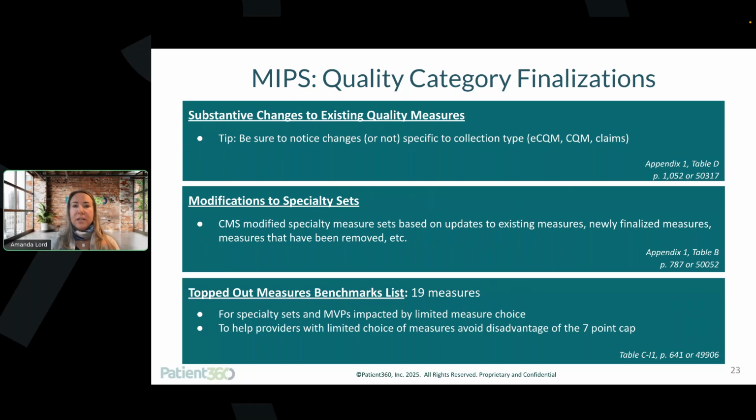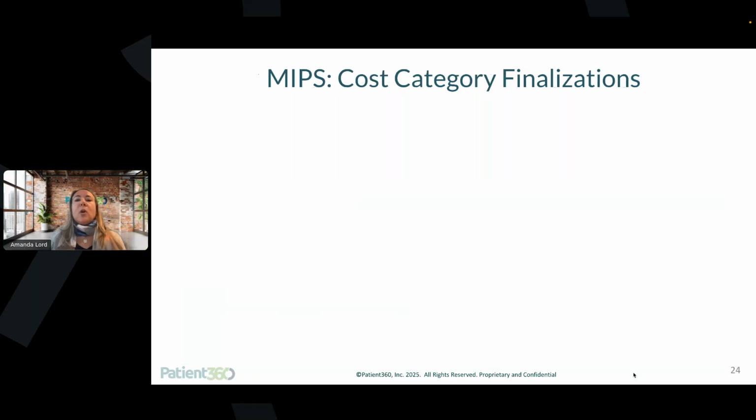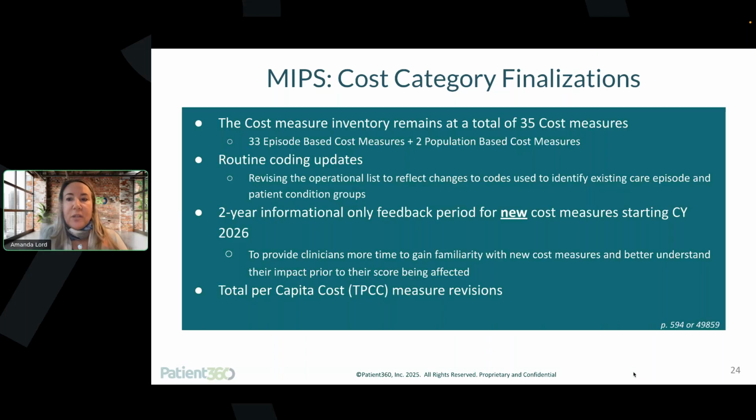Cost category finalizations. Okay, so the 2-year informational only feedback period was finalized as proposed. It's effective for new cost measures starting in the 2026 performance year. The reason CMS finalized this policy is because it provides a longer runway for clinicians to gain familiarity with new measures before they are used for scoring.